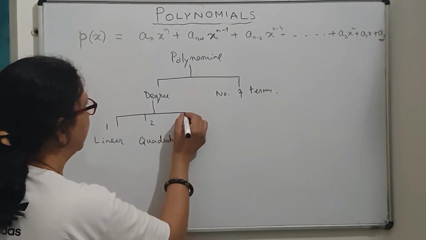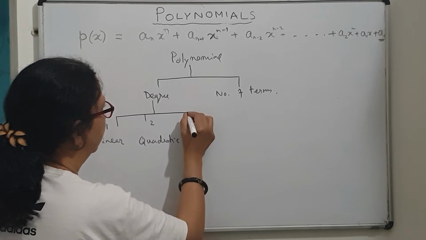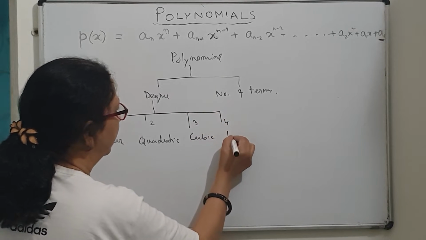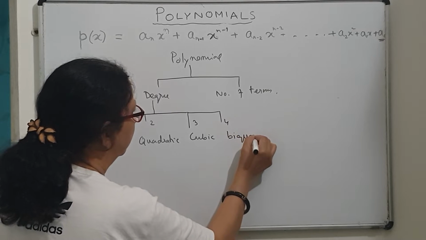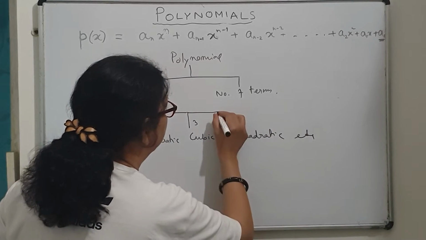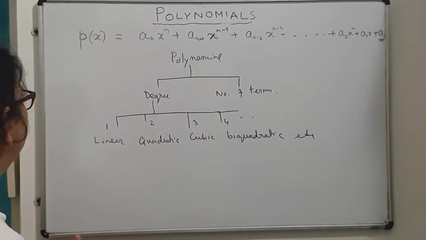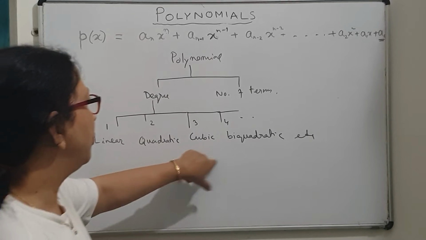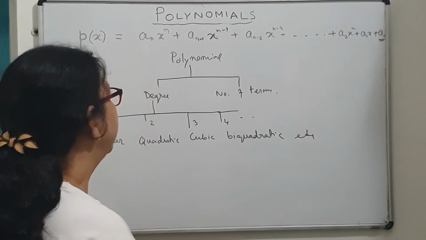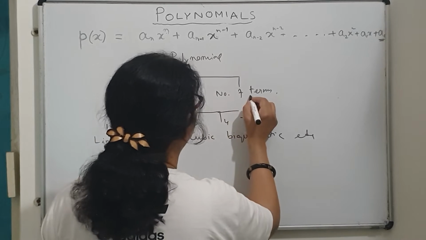It is known as quadratic polynomial. If degree is 3, it is cubic. If degree is 4, biquadratic, etc. So in this way we can define. So in terms of degree we can define a polynomial: linear, quadratic, cubic, biquadratic, etc. And similarly in number of terms also I can define in this way.